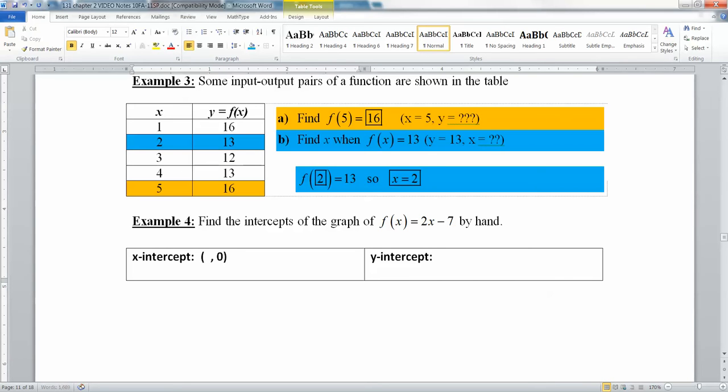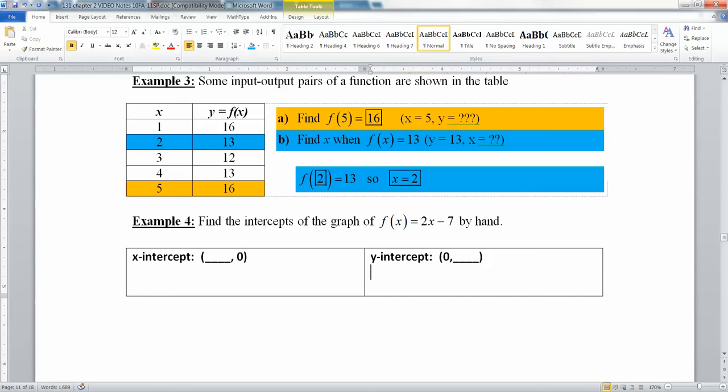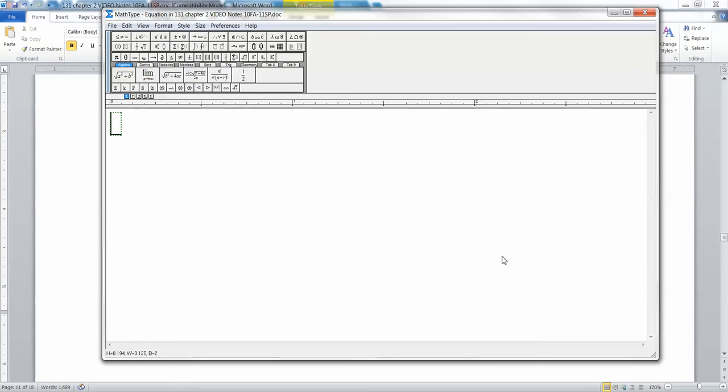So for example, it's going to go like this, right? You're going to have 0 something, and then you're going to have something 0. Those are intercepts. Intercepts are when the other variable is equal to 0. So you can find either one of these. I think the y-intercept is actually the easier one, so let's start with that. So the y-intercept, remember we had f of x equals 2x minus 7. The y-intercept has x equal to 0.